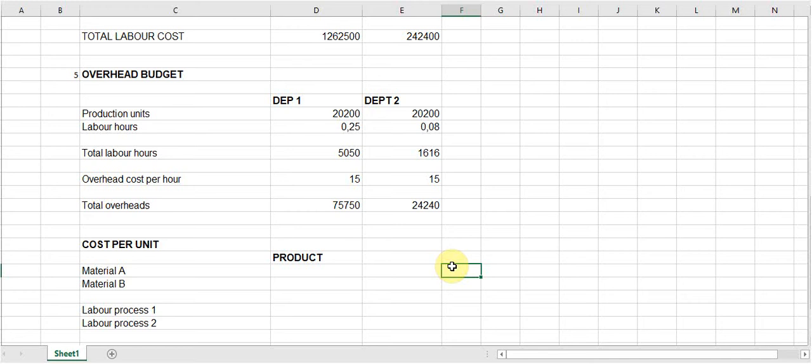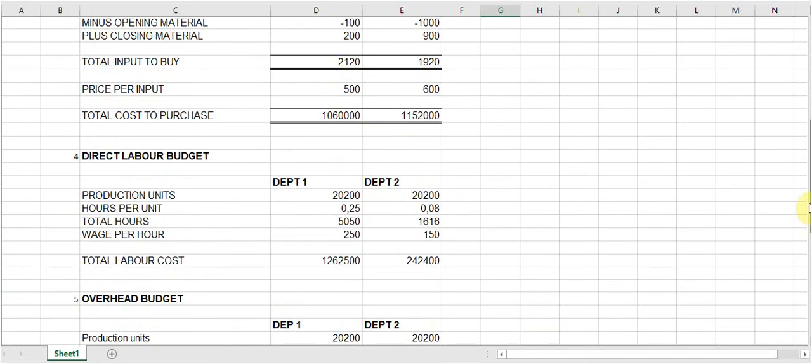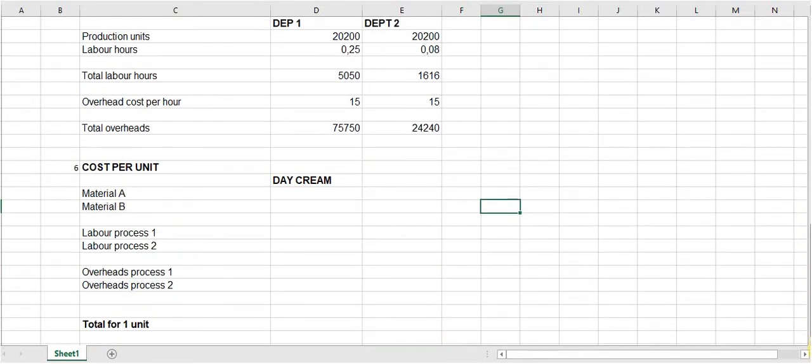And we will spend on overheads 75,750 and 24,240 respectively. In the last part, which is cost per unit, required number 6, we do calculations for day cream. And now we need to go and do our cost per unit calculation, which is the cost of one single unit, what it costs to make one bottle of day cream.